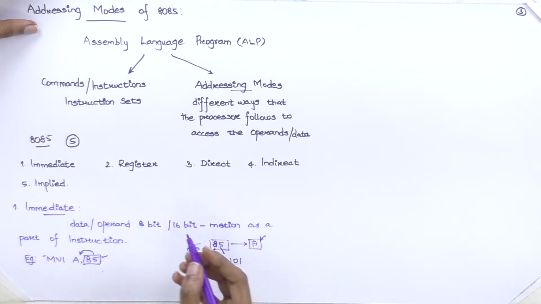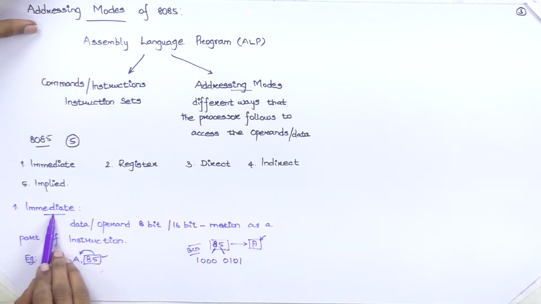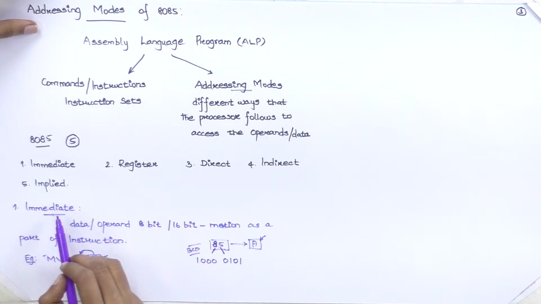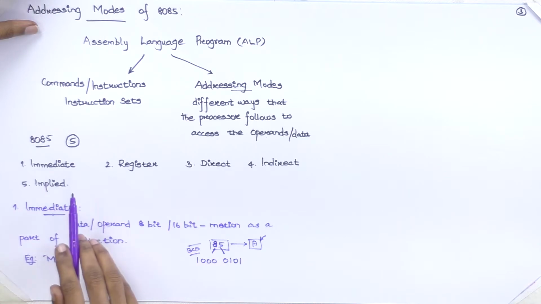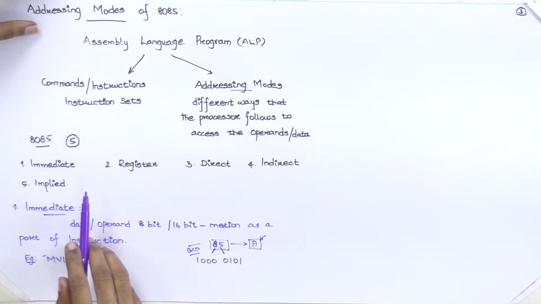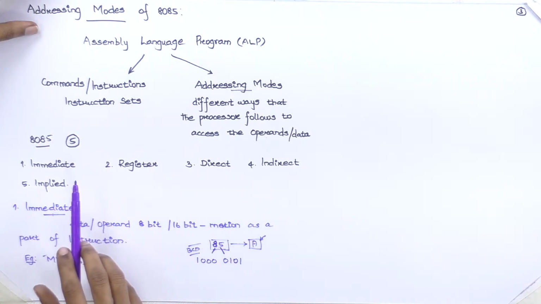So immediate addressing mode is nothing but mentioning the operand, that is 8 or 16-bit data, in the instruction itself. That is called immediate addressing mode. Next we will see the direct addressing mode.